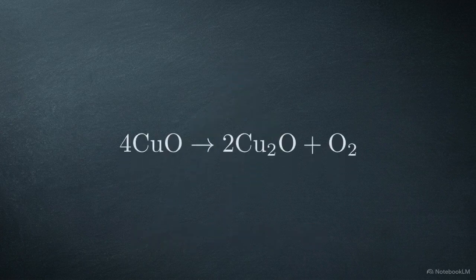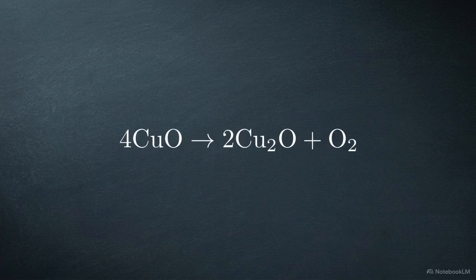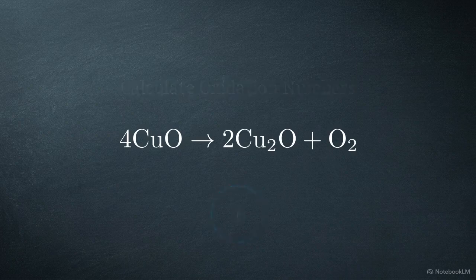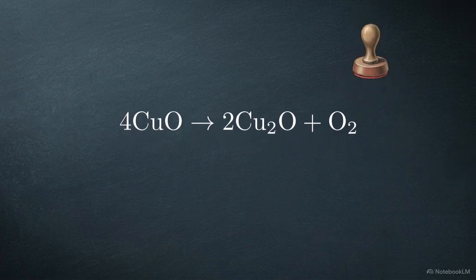Let's test these rules on a standard IGCSE exam equation. Copper 2 oxide reacts to form copper 1 oxide plus oxygen gas. Try to calculate the starting and ending oxidation numbers for both copper and oxygen. Pause the video here and give it a shot. Tracking these specific numerical changes across an equation is the most reliable way to prove a reaction is redox on an exam. On the left side, we start with our known value.